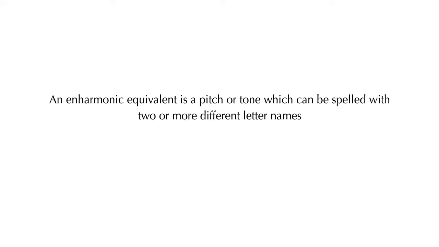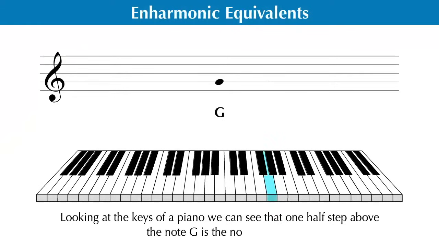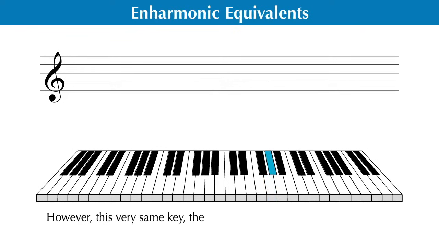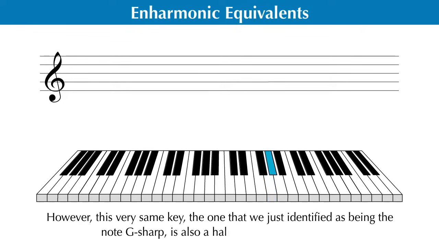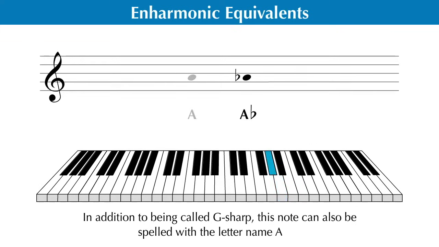An enharmonic equivalent is a pitch or tone which can be spelled with two or more different letter names. For example, looking at the keys of a piano, we can see that one half step above the note G is the note G sharp. However, this very same key, the one that we just identified as being the note G sharp, is also a half step below the note A. Therefore, in addition to being called G sharp, this note can also be spelled with the letter name A flat.